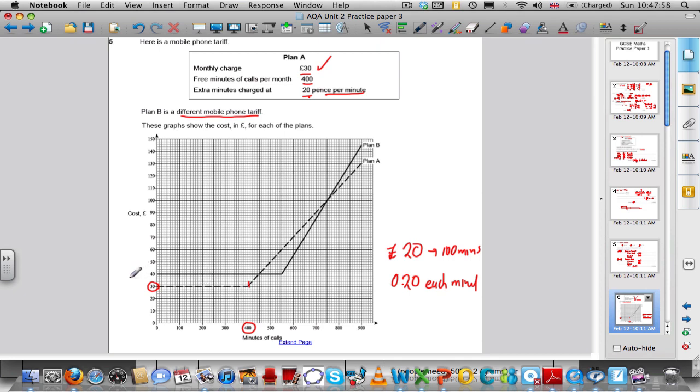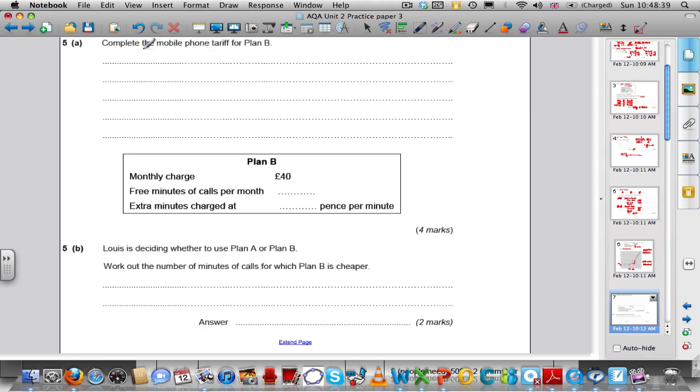Just looking at Plan B then, we know that the monthly charge must be 40 and the free minutes are between 0 and 550. And after that, the gradient tells us how much extra it is per minute. For example, for 100 minutes, it looks like it's 10, 20, 30. For Plan B, it looks like it's £30 for 100 minutes. So it must be 30p for each minute, for 1 minute, divided by 100. Okay, anyway, let's answer the question, see what comes up. Complete the mobile phone tariff for B.